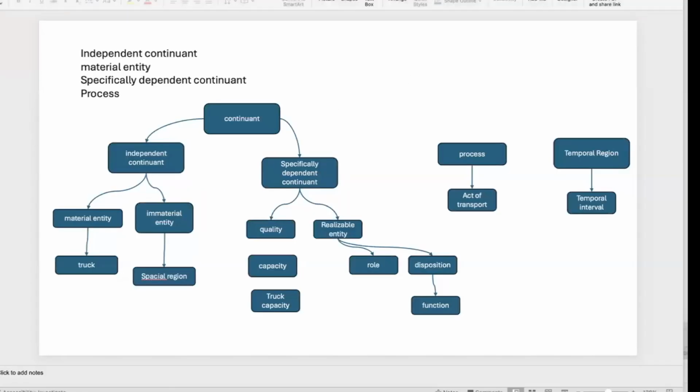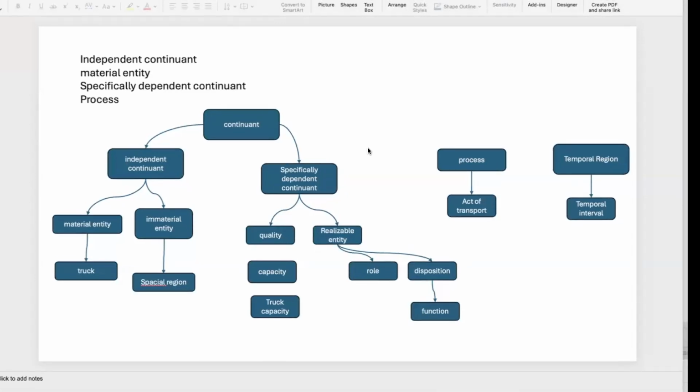All right, can you see my screen? Yes. Okay. The first thing we did, we tried to just stay top level here with BFO. So we have continuant, so we have independent continuant and specifically dependent continuant. We need independent continuant because we need material entities, obviously. And one of the material entities would be a truck.